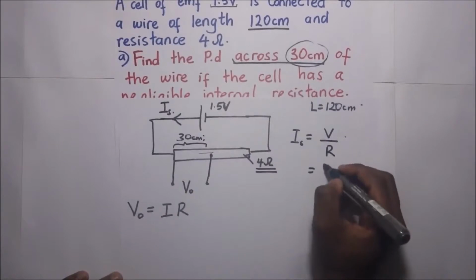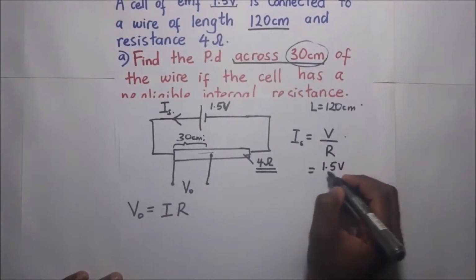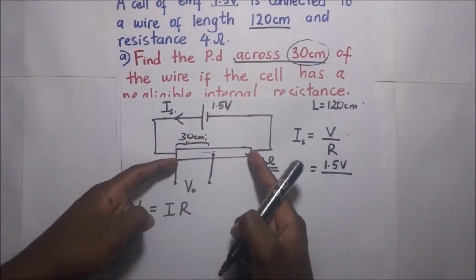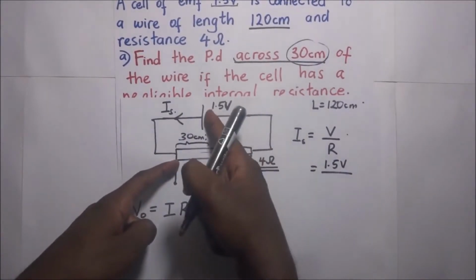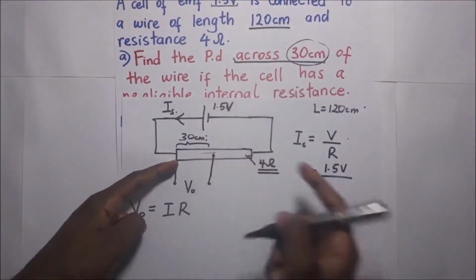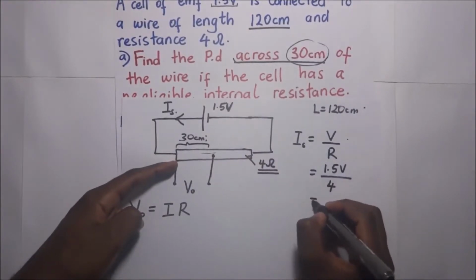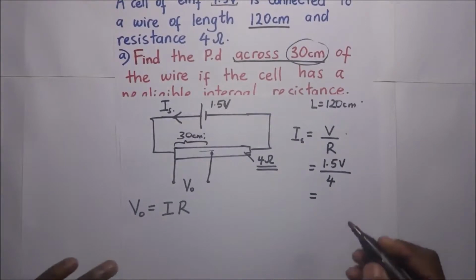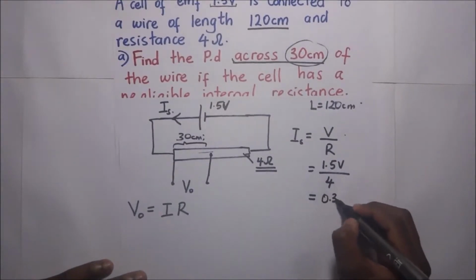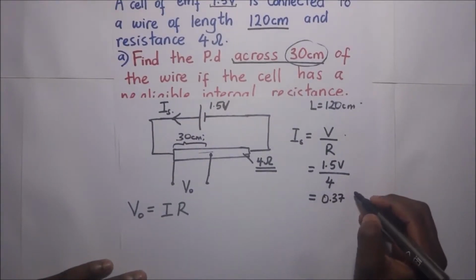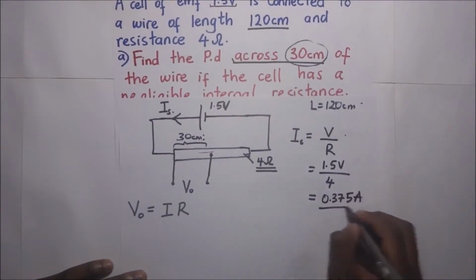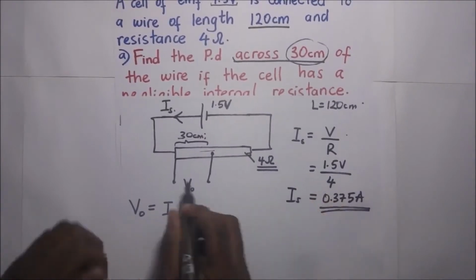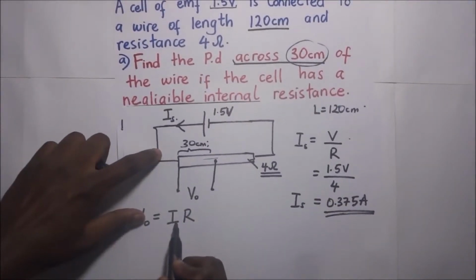V is 1.5. Divide that by the effective resistance in this whole circuit. The effective resistance is 4 ohms. The internal resistance here is negligible, so we only have 4 ohms. So it's 1.5 divided by 4, and 1.5 divided by 4 is going to give us 0.375 amperes. So it means that the amount of current flowing through here is 0.375 amperes.